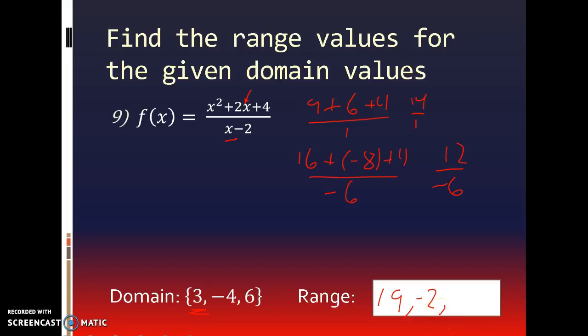And then if I do the same thing with positive 6, 6 squared, I'm doing this one first. 6 squared is 36, plus 2 times 6, well, that's 12, plus 4. That's the numerator. Then 6 minus 2 in the denominator, that's 4. 36 plus 12 is 48, plus 4, that's 52. And 52 divided by 4 is 13.